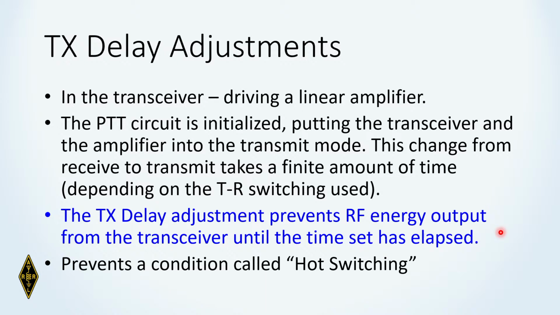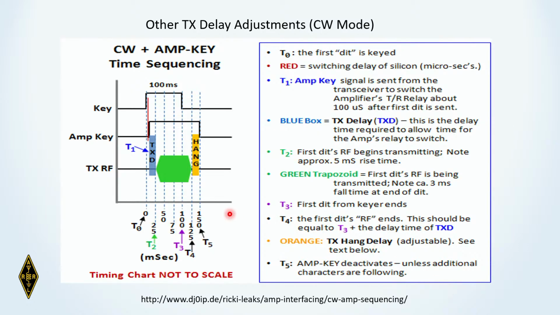That allows the relays in an older tube type linear amplifier to make their switch, and it avoids a condition called hot switching. With Morse code signals, the same thing applies, and you can actually see it here on this diagram. With a key down with your Morse code signal, the amp is keyed immediately, but RF from your radio is delayed to give the amp time to flip the relays.